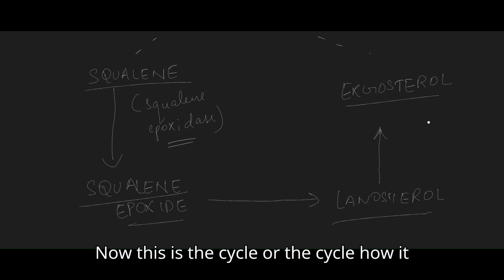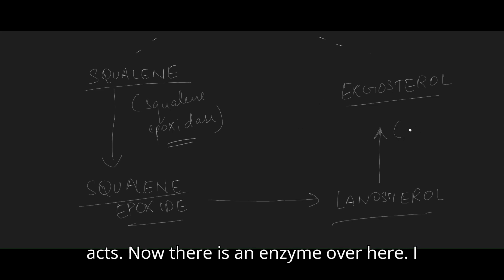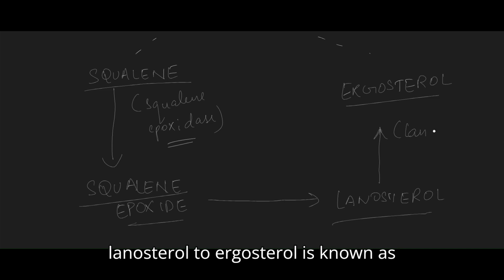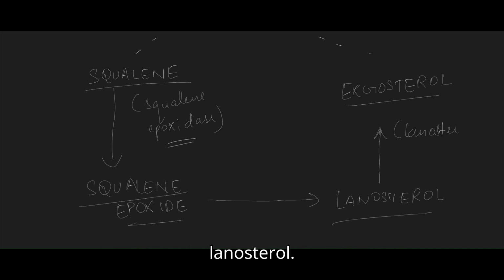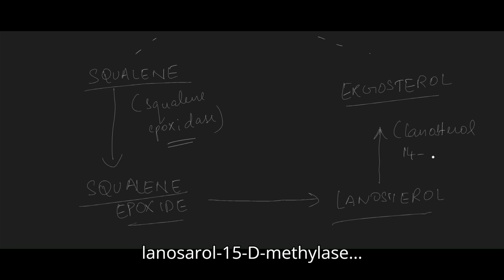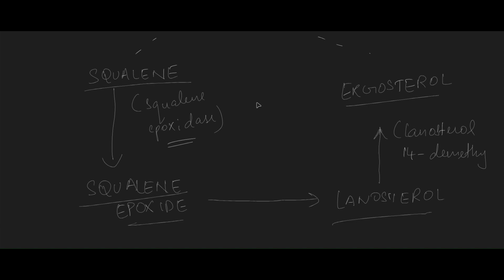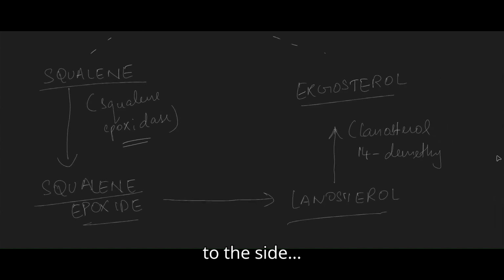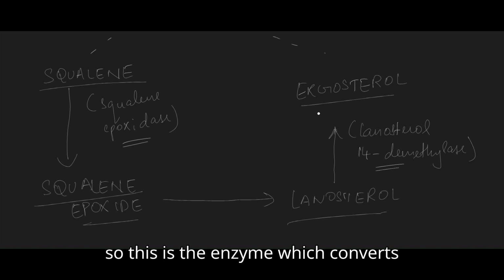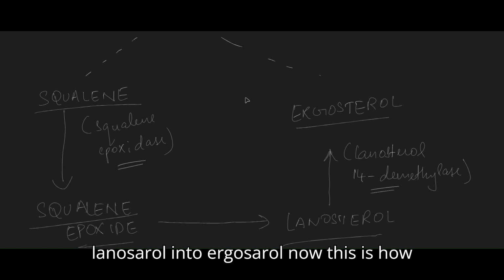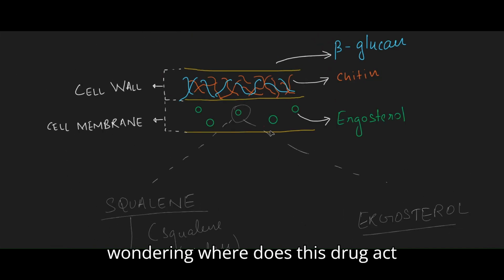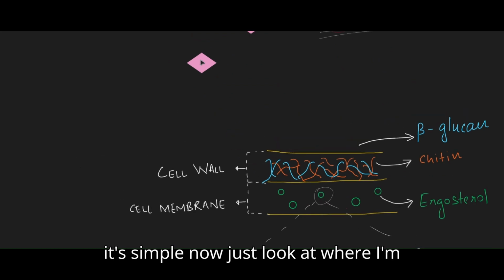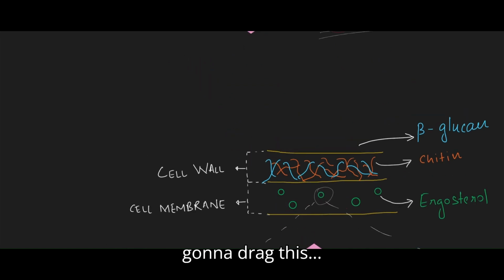Now this is the cycle of how it acts. Now there's an enzyme over here, I forgot, and the enzyme which converts lanosterol to ergosterol is known as lanosterol 14-demethylase. So this is the enzyme which converts lanosterol into ergosterol. Now this is how the ergosterol is produced. Now you must be wondering, where does this drug act? It's simple. Now just look at where I'm going to drag this.